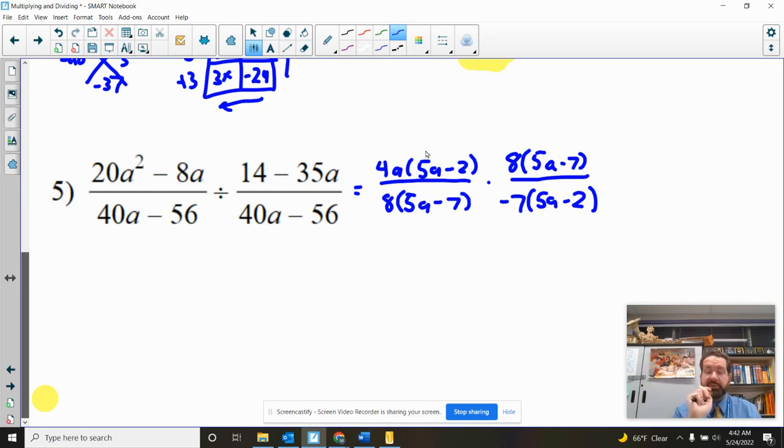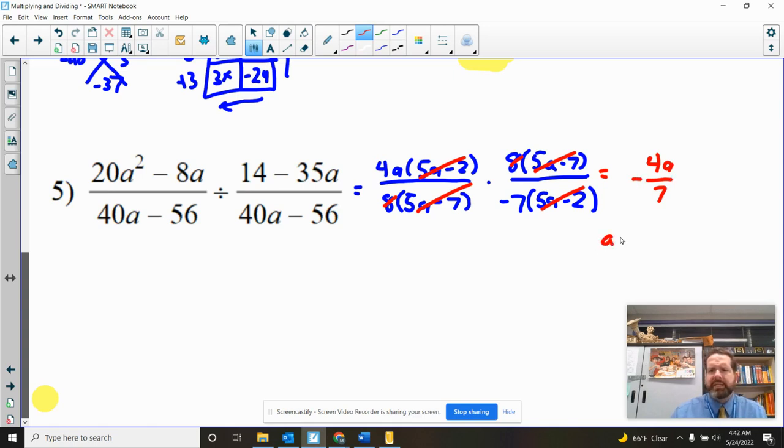But if those two factors are the same except for the order of subtraction, you can reduce them. It leaves a negative sign behind. That's where that negative is coming from. Okay, let's reduce 8 with 8. 5a minus 2, 5a minus 2, 5a minus 7, 5a minus 7. Ooh, lots cancels this time. So we've got left over just the 4a on the top and then a negative 7 on the bottom. We'll typically put the negative in front of the fraction.